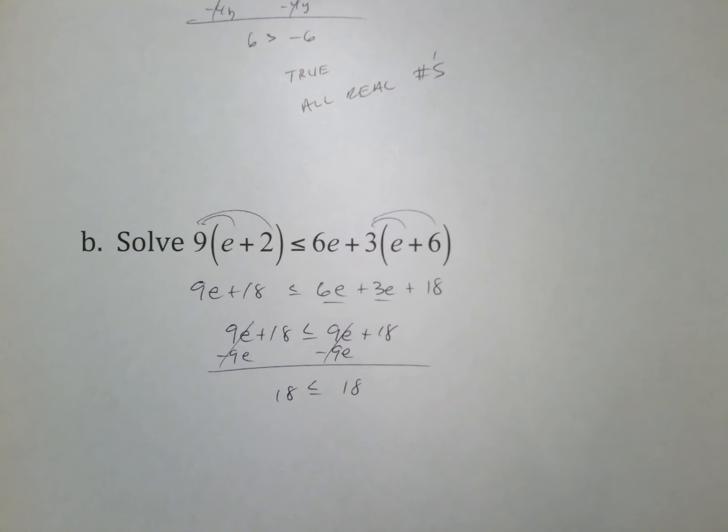Anytime the variables go away, you have to make a decision. Is this a true or false statement? Well, 18 is not smaller than 18, but remember this means equal to, and since they are equal, the answer is again true, and so it'll be all real numbers as your answer there.